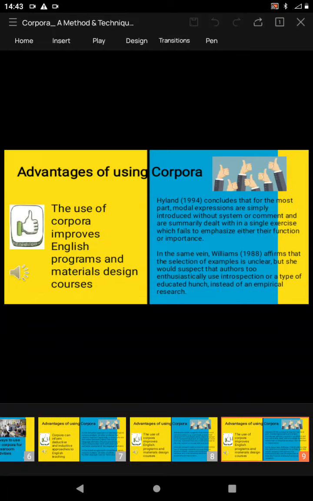In 1994, Holland concludes that for the most part, modal expressions are simply introduced without system or comment and are summarily dealt with in a single exercise which fails to emphasize either their function or importance. In the same vein, Williams in 1988 affirms that the selection of examples is unclear, but she would suspect that authors enthusiastically use introspection or a type of educated hunch instead of empirical research.